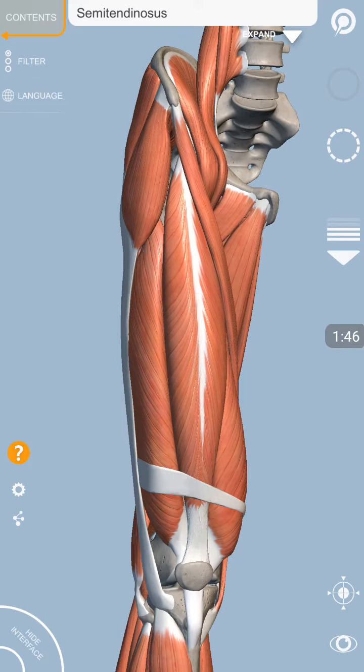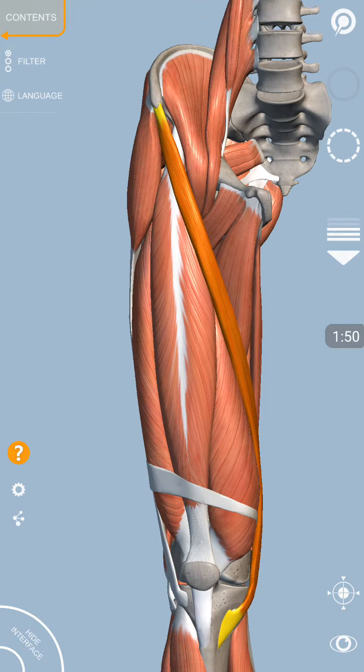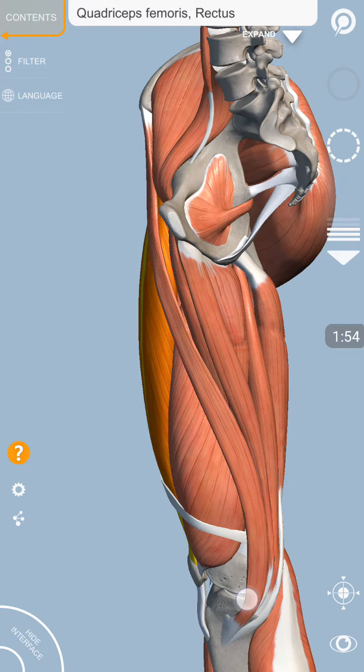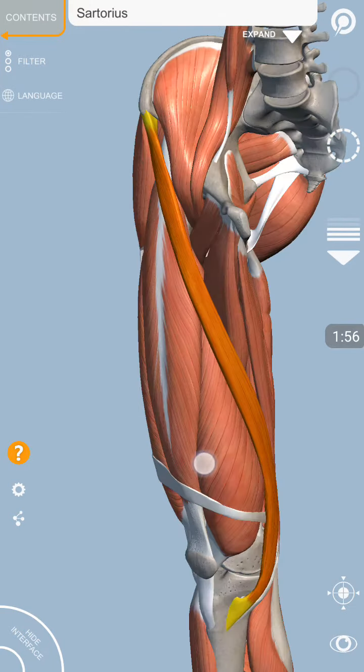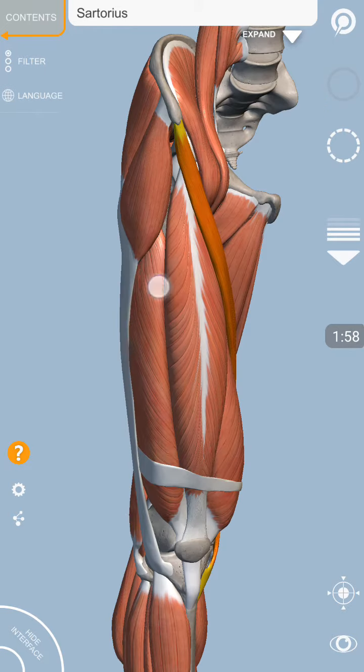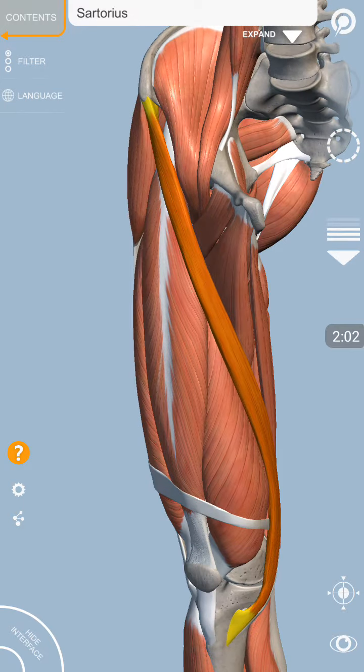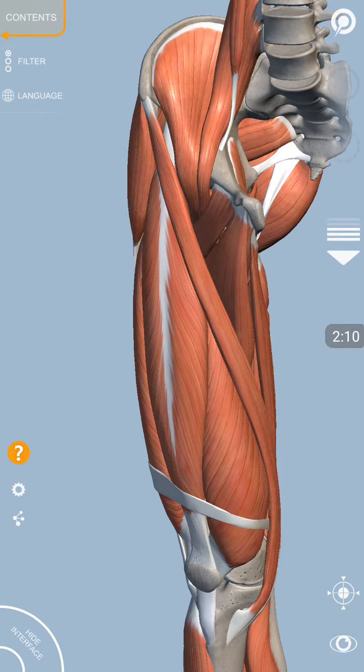This muscle is supplied by the femoral nerve. Look at this: the muscle crosses the hip joint, and it also crosses the knee joint, so its action is on two joints. It acts the way a tailor sits cross-legged, and the same action is produced by this tailor muscle.